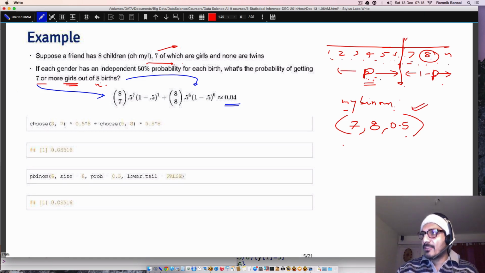Now, to make it simplified, whether I want P or 1 minus P, I introduce another variable which is called lower dot tail.